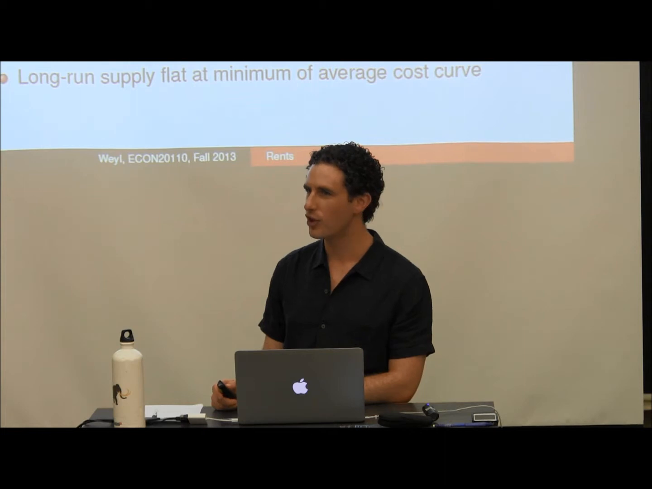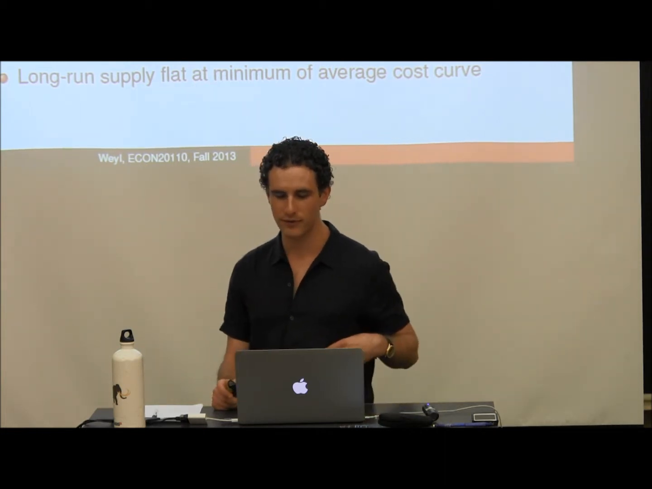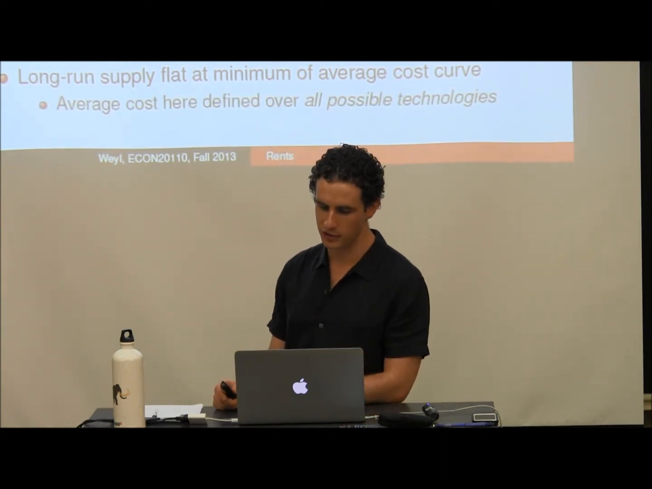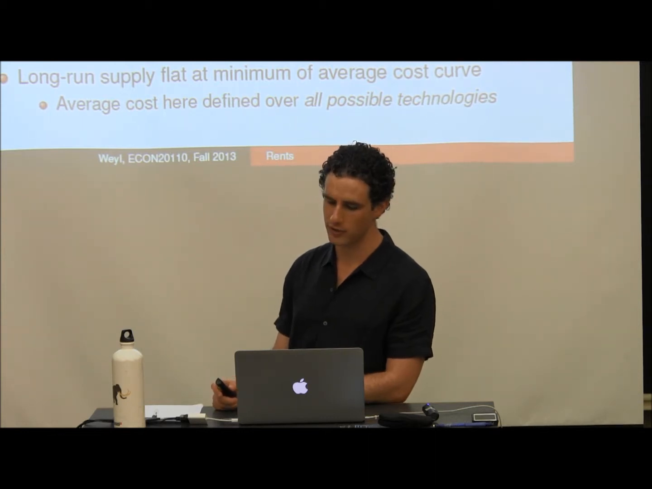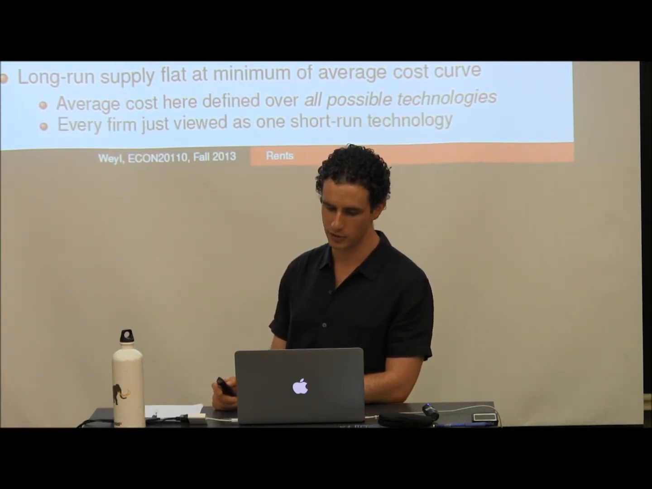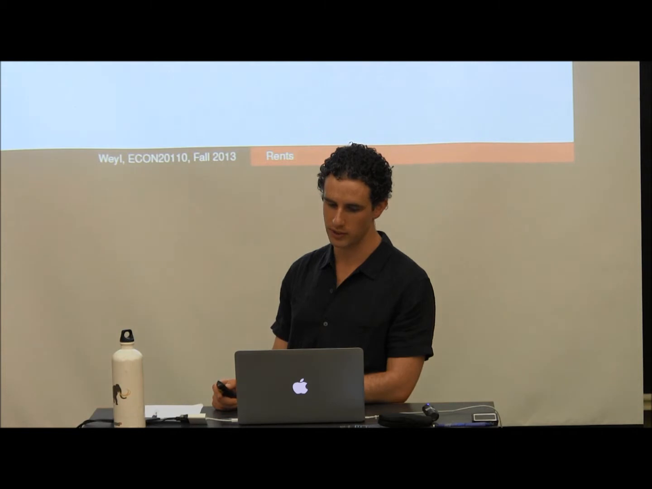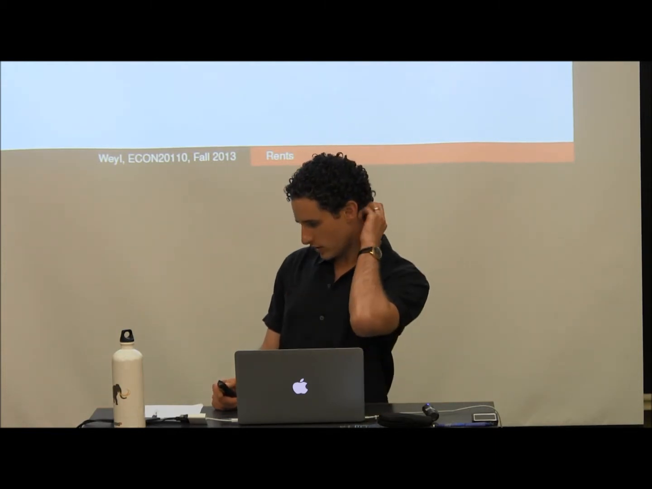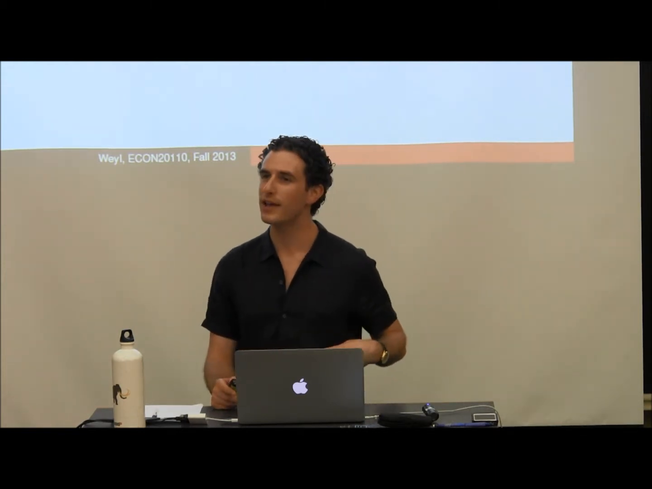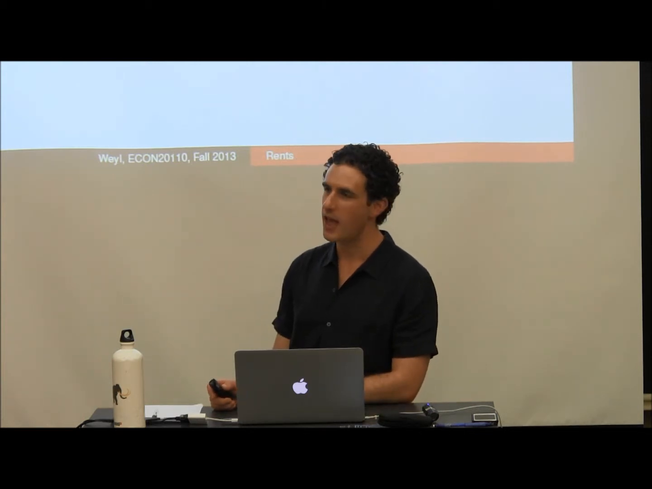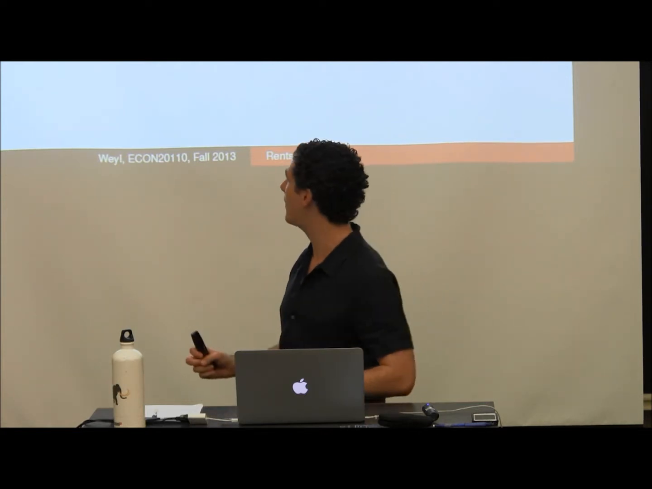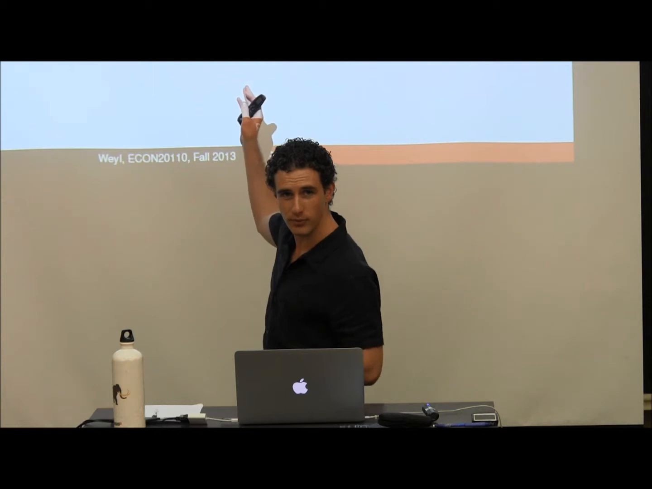As a result, the long-run supply curve should be flat at the minimum of the average cost curve, where the average cost curve is defined over all possible technologies firms could use, and every firm is viewed in this vision as just using one short-run technology. Now that's not quite true. It doesn't quite have to be flat, even in this view, if there's a small number of firms and entry occurs at a non-trivial fraction of total quantity, because then demand needs to grow by enough to make it worth another firm entering, right?